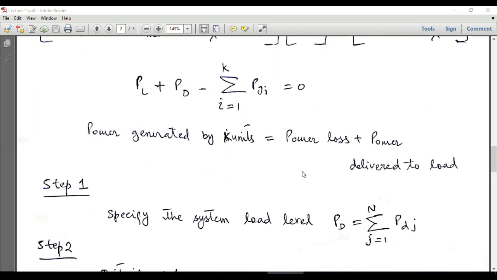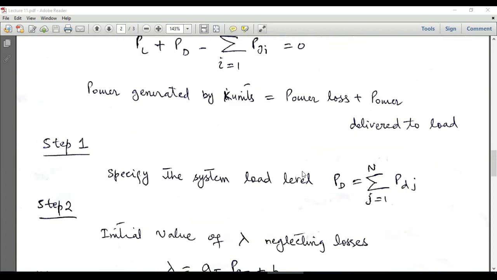So this is an iterative problem, and this method is called the lambda iteration method. In the first step, we have to specify the total load of the network, PD, which is equal to the total load connected at the buses. So PD equals the summation over J equal to 1 to n of PDJ. If we have n buses at which load is connected, then this summation will be done for those n buses.